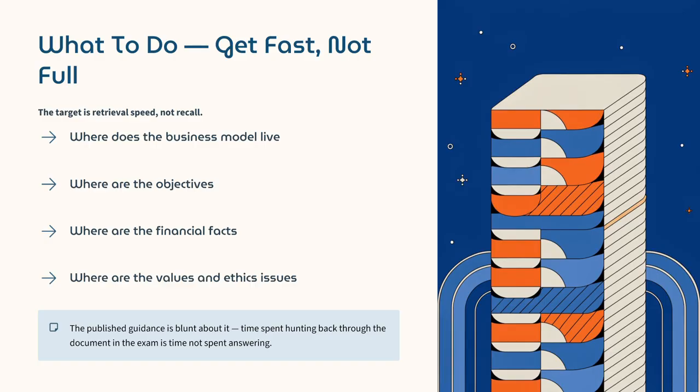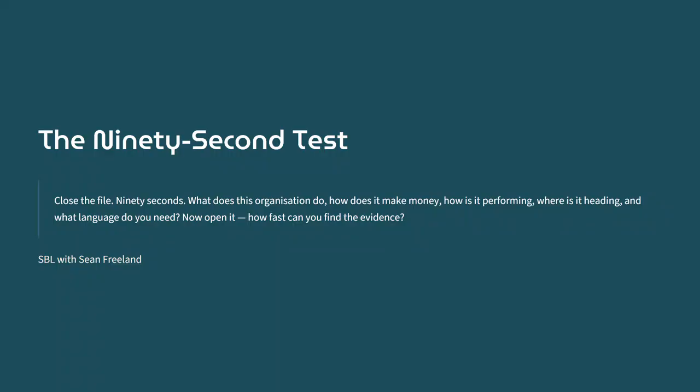Where are the objectives? Where are the financial facts? Where are the values and ethical issues? You should be able to open a document and get to those things quickly by memory, knowing where they are if you need them, because you don't want to spend the exam scrolling through 10 pages looking for a number that you know is in there somewhere. Every minute that you spend hunting is a minute that you're not answering.